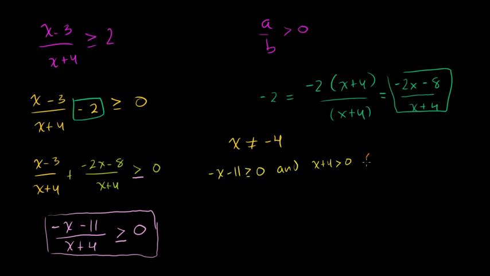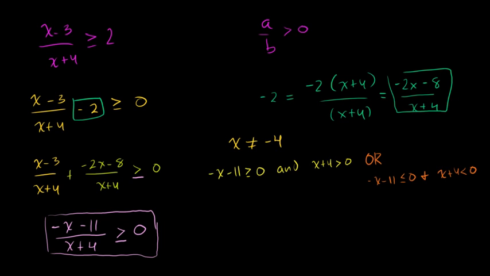Or they're both going to be less than 0, and I'm running out of space. Or minus x minus 11 is less than or equal to 0, and x plus 4 is less than 0. Remember, it can't ever equal 0. So they're either both positive or both negative. That's the only way that we're going to get something. Well, the numerator can be equal to 0, because this thing can be equal to 0. Or they're both positive to get something positive, or they're both negative, so that when you divide a negative by a negative, you still get something positive.